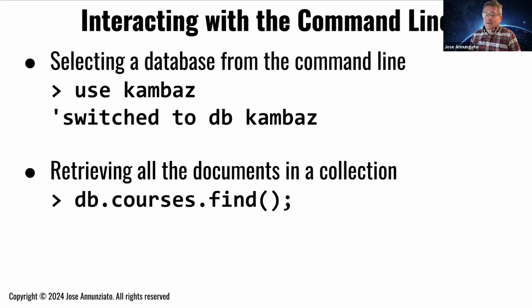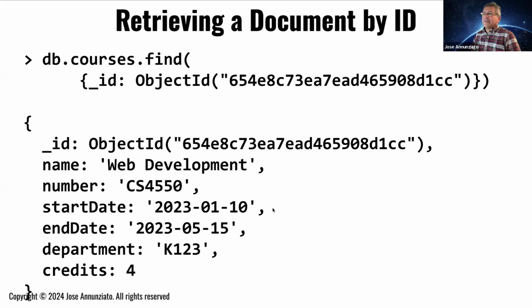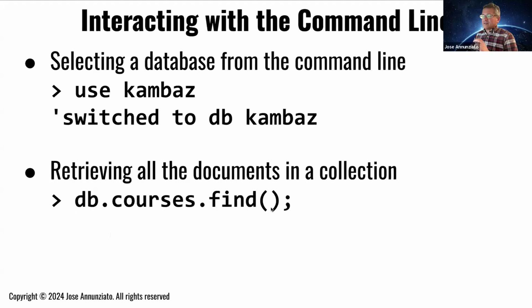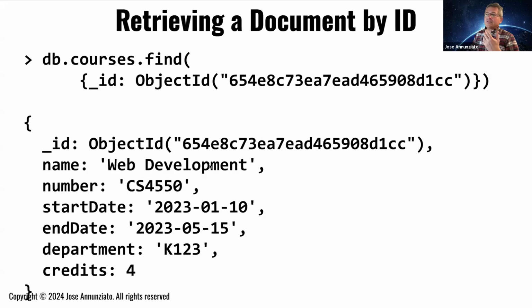You can say db.courses.find, and then it retrieves all the courses in there. You can either find with no predicates, saying find all the courses, so it'll retrieve all the records in that collection, or you can specify filters, where you have a JSON object that will be used to pattern match all the records that match that criteria.